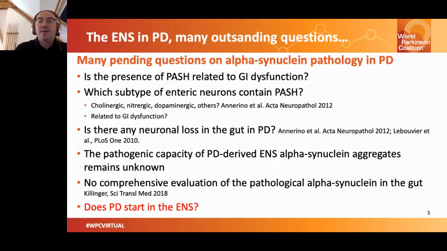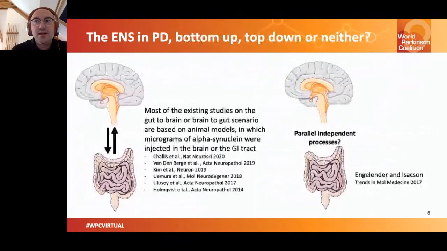And finally, this might be called the $1 million question. Does Parkinson's disease start in the gut? Does Parkinson's disease start in the ENS? As you are aware, there has been a plethora of studies on the gut as a possible starting site for Parkinson's disease. At first glance, most of the existing studies are quite convincing and support either a gut to brain or brain to gut transmission of Parkinson's disease pathology with a critical role for the vagus nerve.